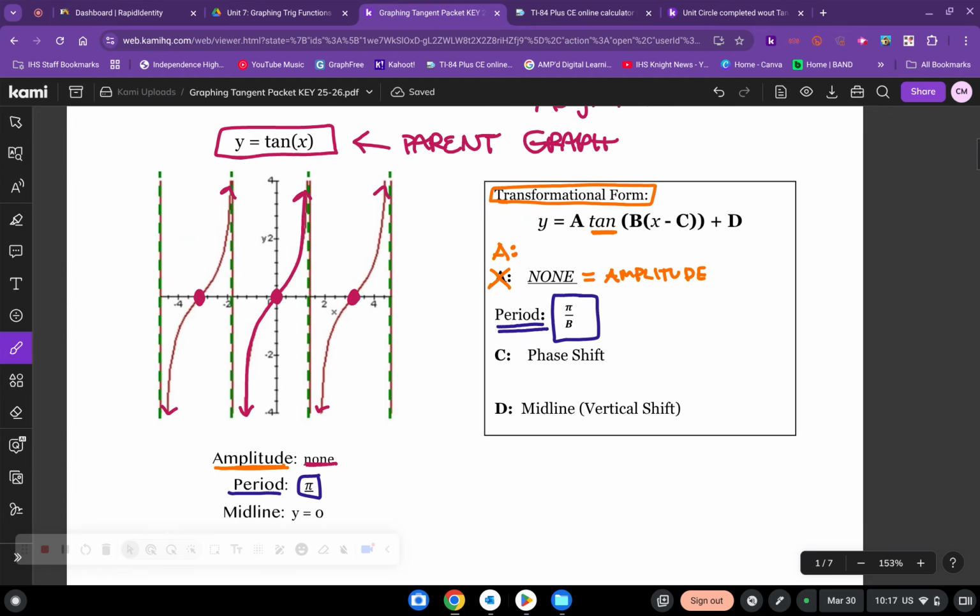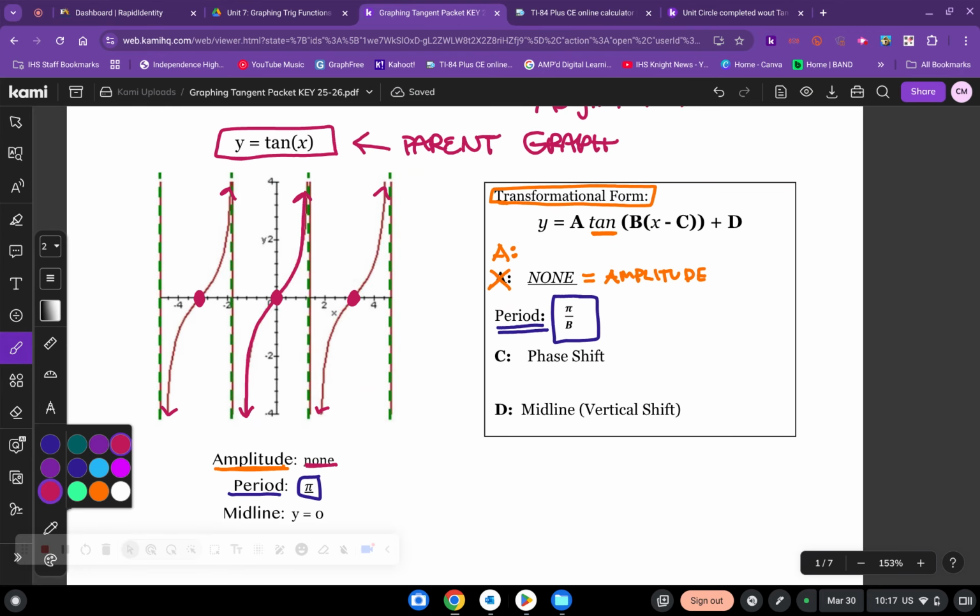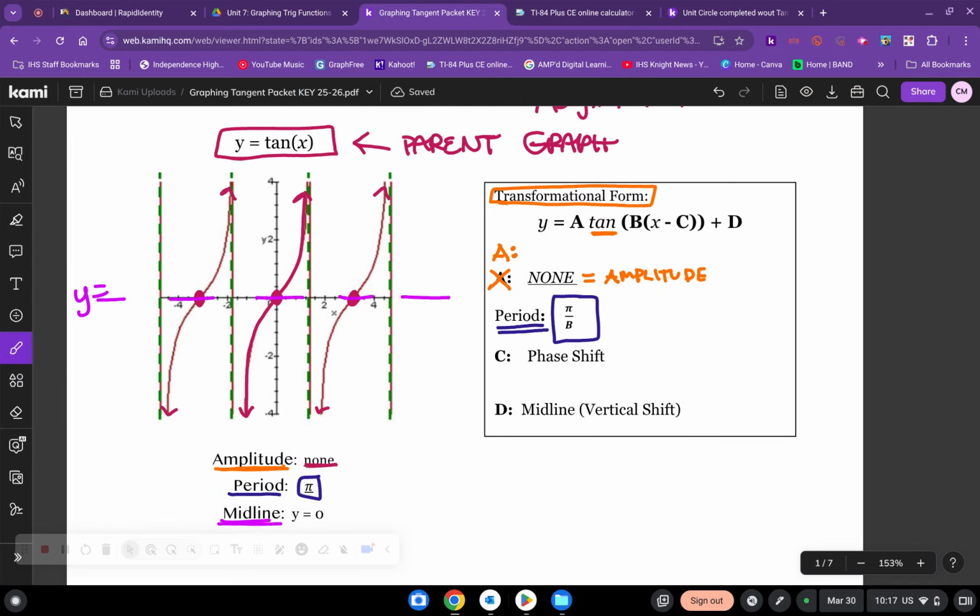C is my phase shift. It's going to move left or right in the opposite direction that the sign indicates, and there is nothing different about this from my sine and cosine functions. And then the d value will tell me my midline, and the midline is here on this graph. The midline here, for the parent graph, is at y equals 0. It goes through the points of inflection for my graph of the tangent function.